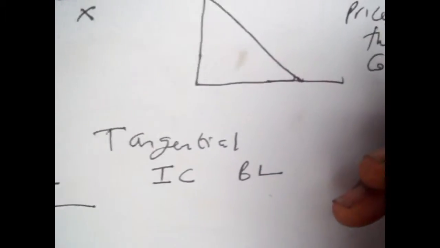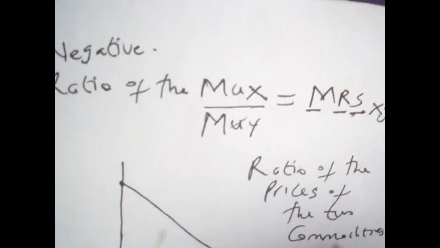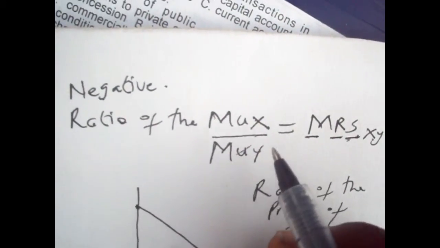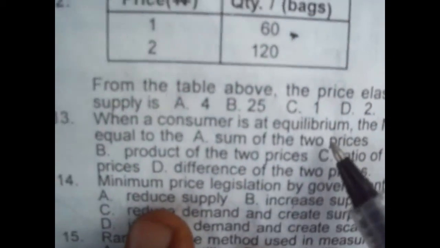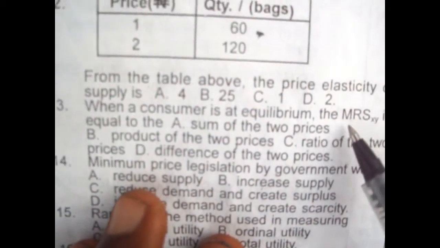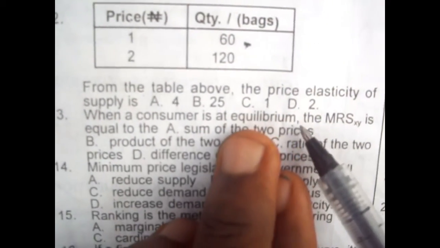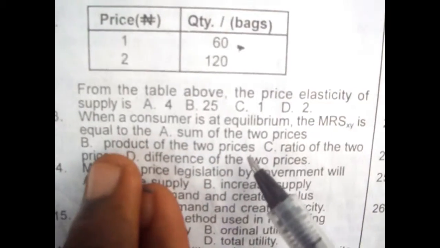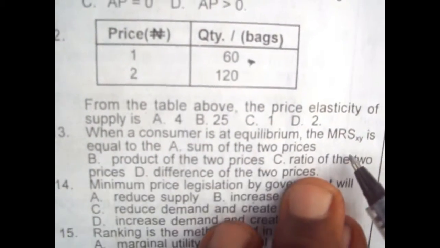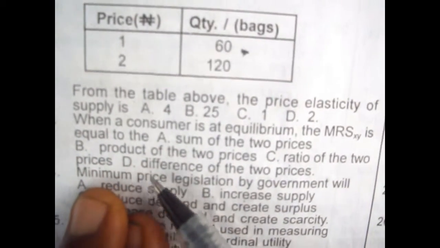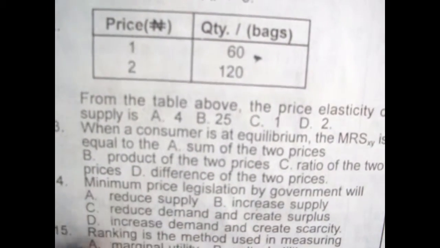So we said that the slope of the budget line is the ratio of the prices of the two commodities, and the slope of the indifference curve is the ratio of their marginal utilities. So the question is saying that when a consumer is at equilibrium, the MRS is equal to the, we said that the slope of the indifference curve is the MRS, and it must be equal to the slope of the budget line, which is the ratio of the two prices. Therefore our answer is option C.